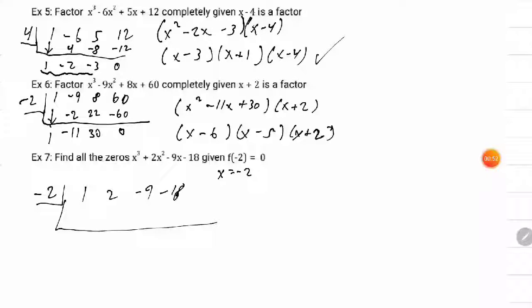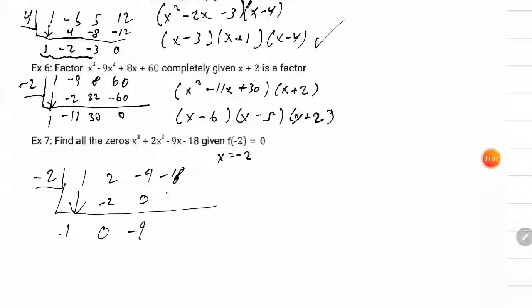Alright, here we go. Drop down the first number. So 1 times negative 2 is negative 2. 2 plus negative 2 is 0. 0. Negative 9. Negative 9 plus times negative 2 is positive 18. And of course we get 0 because they told us that it would work. So our quotient is x squared minus 9.